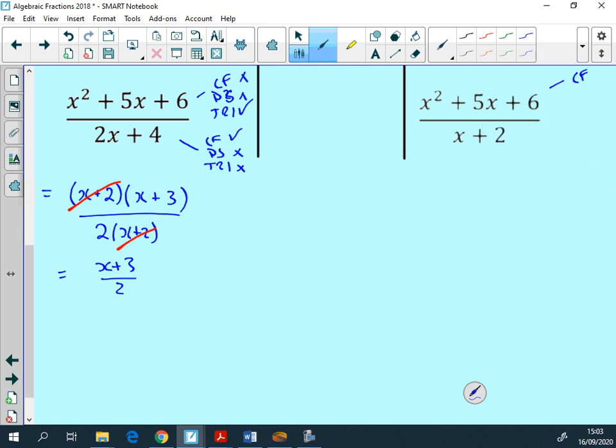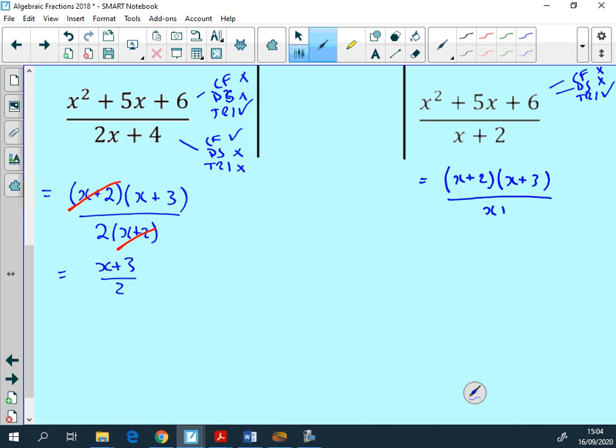So let's try this one. Again, if you want to take a time to try it yourself first, pause the video, take as long as you need. Common factor, difference of two squares, trinomial. No common factor, no difference of two squares, but there is a trinomial. In fact, it's the same as the one I just did. Multiply to get you 6, factor pair of 6 with a sum of 5. So it'll be 2 and 3. Plus 5 will be plus 2 and plus 3.